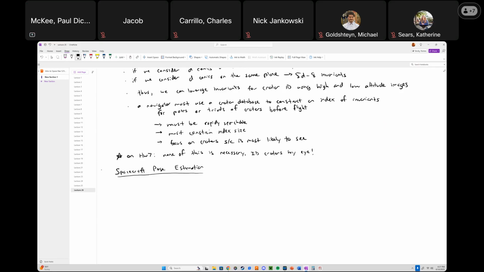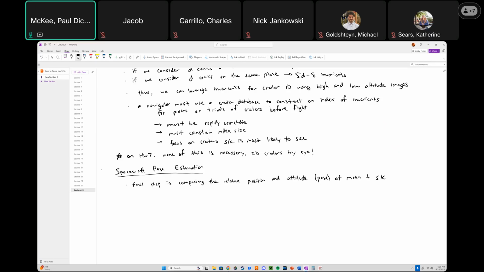Okay. The final step is computing the relative position and attitude of the spacecraft and the planet, or the moon in this case. And remember that position and attitude, that's pose. So we don't know velocity, but we know position and attitude of the moon and our spacecraft.